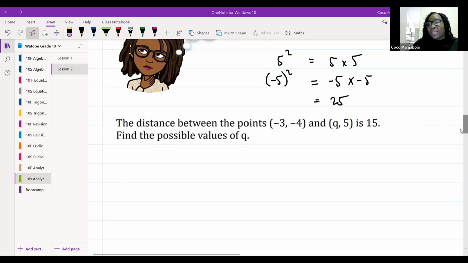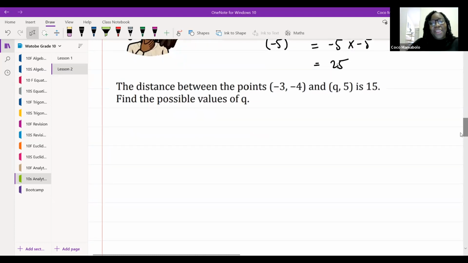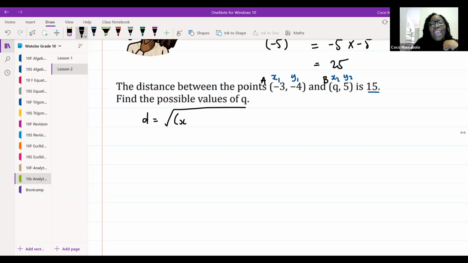I can absolutely use this sum. We're going to look at it again. All right, so I'm going to recap on what happened the last time we met. I said I'm going to name this point A and this point B. And we've now got that the distance between these 2 points is 15. So they've given us the distance. I'm going to name this x1, y1, and this one x2, y2. And we're going to use the distance formula. D is equal to the square root of, open brackets, x2 minus x1 all squared plus y2 minus y1 all squared.